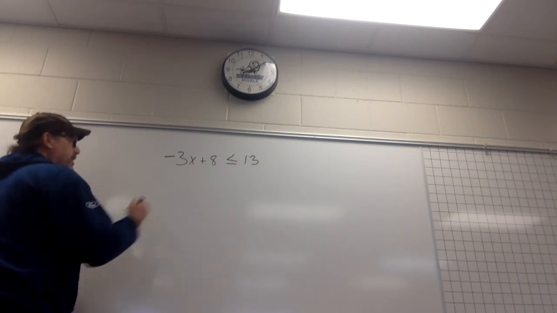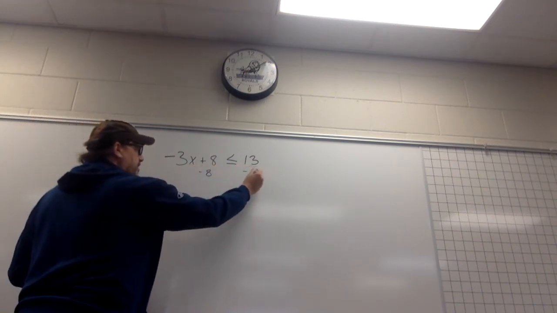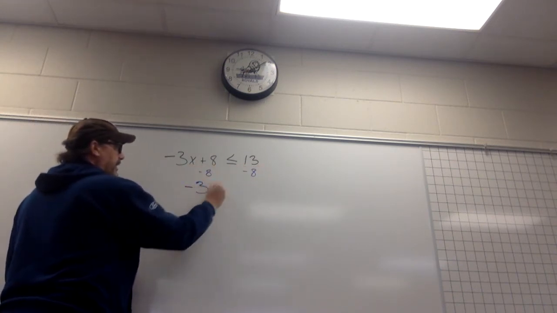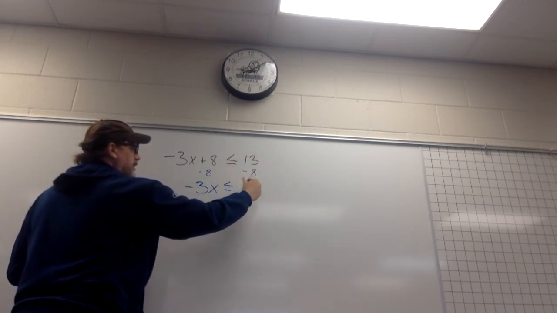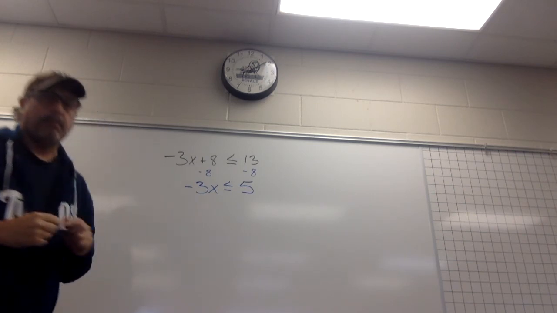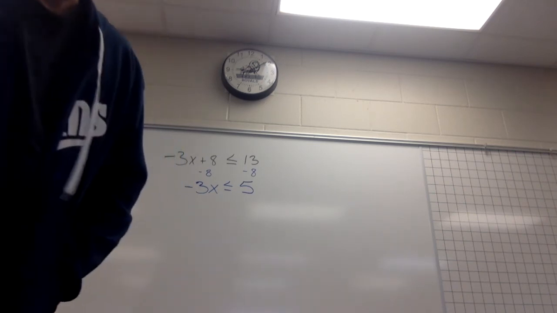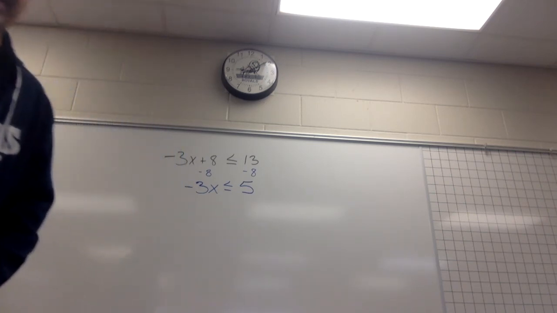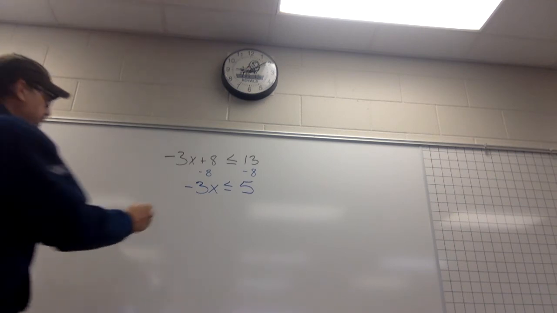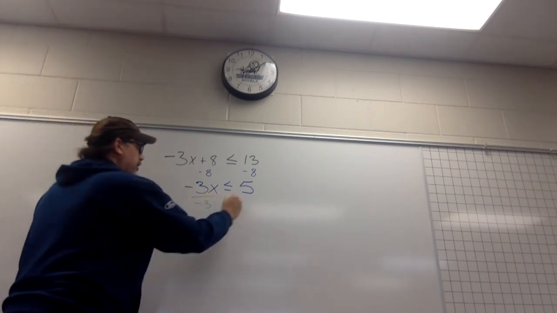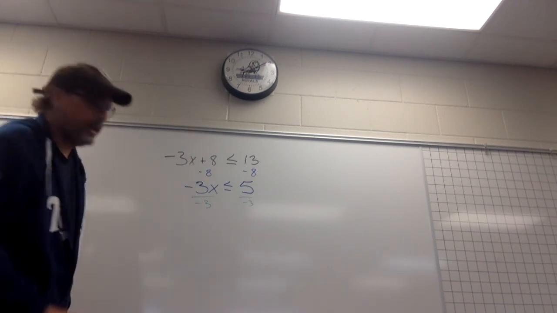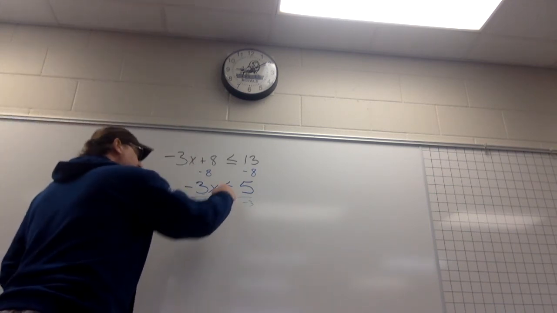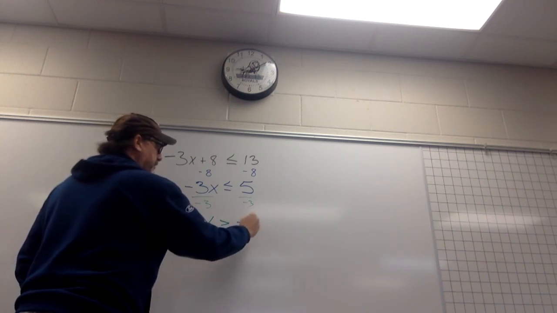And we have an inequality, and let's just remember this. We'll take away 8 from both sides, no problem. And we get negative 3x is less than or equal to 5. Now, please remember, when you divide both sides of an equation by a negative or multiply by a negative, as I'm doing here, you absolutely must change that sign.